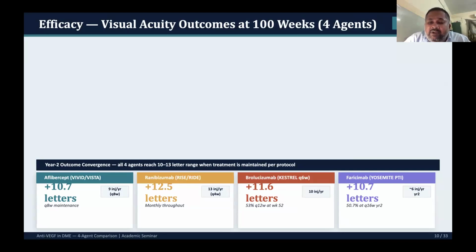And for brolucizumab, again, with the Q6 regimen, according to the KESTREL study, we could get 11.6 letters of ETDRS gain, and 53% of them could get Q12 at 52 weeks, and 10 injections per year. And in terms of injection burden, of course, faricimab, we could do as well as 6 injections per year by year 2, and a gain of 10.7 letters, 50.7% at Q16 by year 2. So you can see that they're all very comparable, but with different treatment regimens and with different injection burdens.